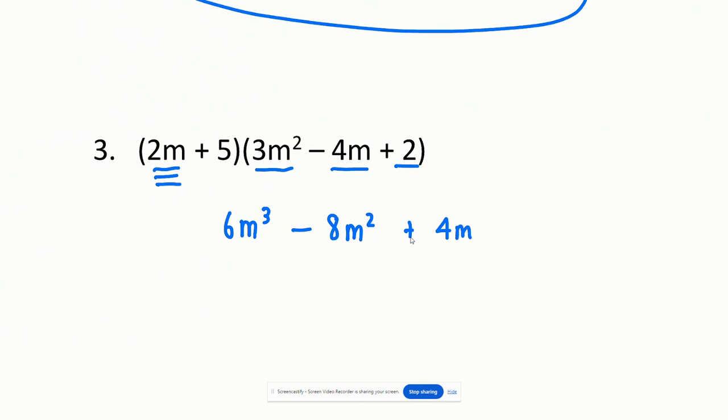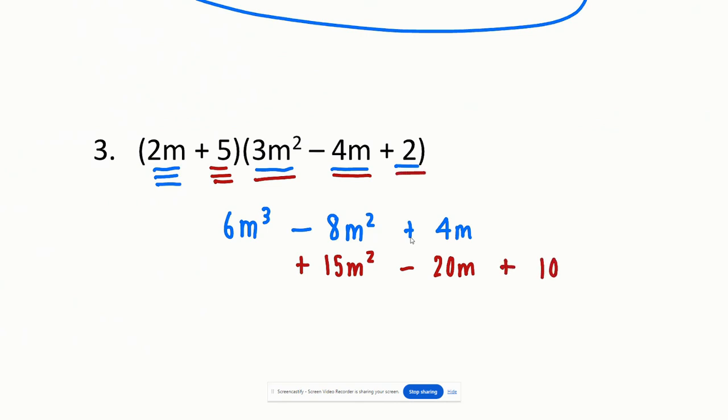So now what am I ready for? Distribute my 5. What's 5 times 3m squared? Where will that go? Right underneath the 8. The negative 8. Right? How about 5 times negative 4m? And where will it go? Very good. And then lastly, 5 times 2.